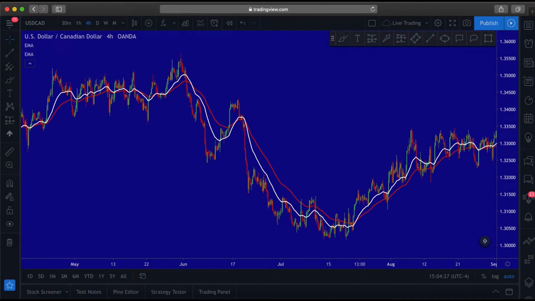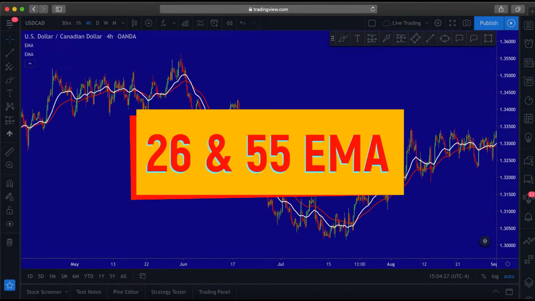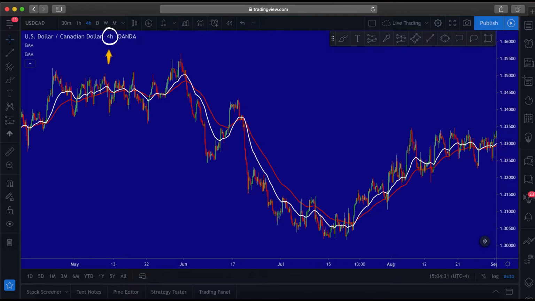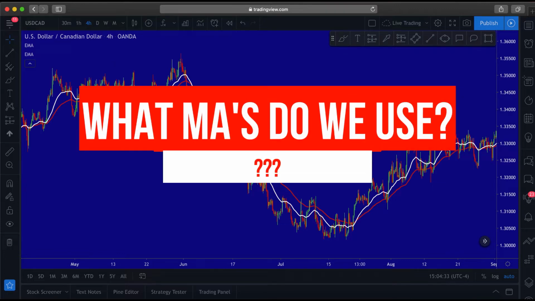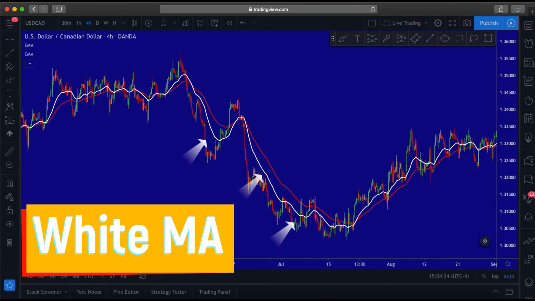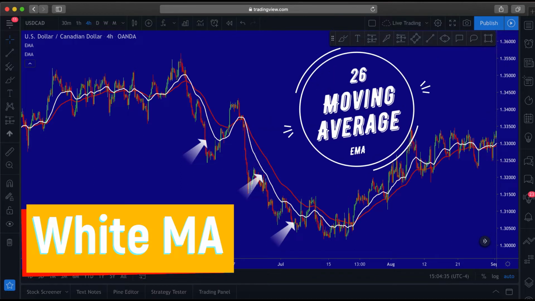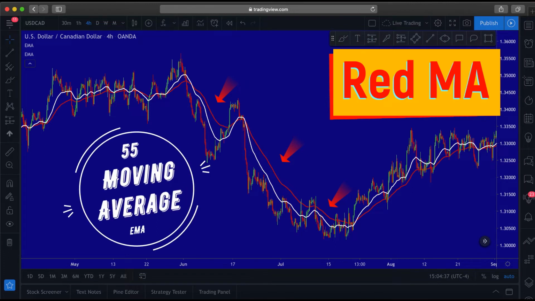Now what we're going to do is cover the moving averages that we use. We use the 26 and 55 exponential moving average. We like it because it's really aggressive with understanding price action right now. Because we are long-term traders, when it's time for us to zoom down on a smaller time frame, we actually understand what price action is doing at that moment, because that's all that matters when we're trying to place our entry. So you would notice on our charts, we have a white moving average and we have a red moving average. The white moving average is the 26 exponential moving average, and the red moving average is the 55 exponential moving average.